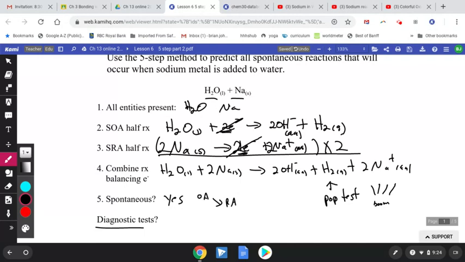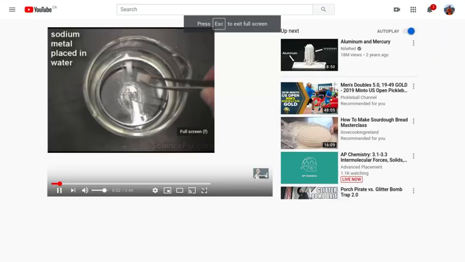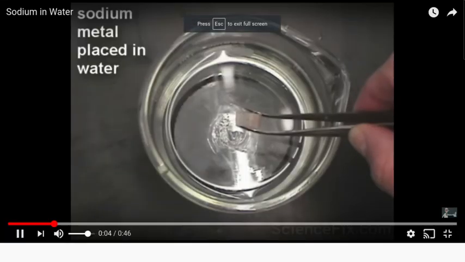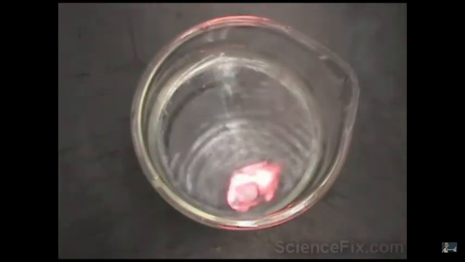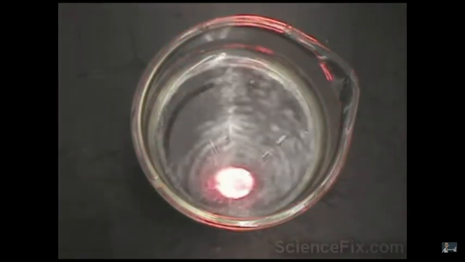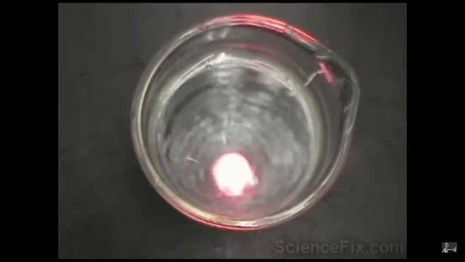So I have a video of sodium metal being added to water. So the fizzing is the gas bubbles. It's exothermic. It generates enough heat that it can ignite the hydrogen gas.